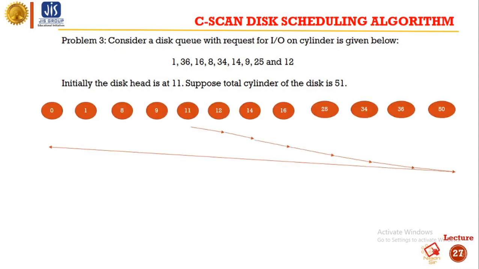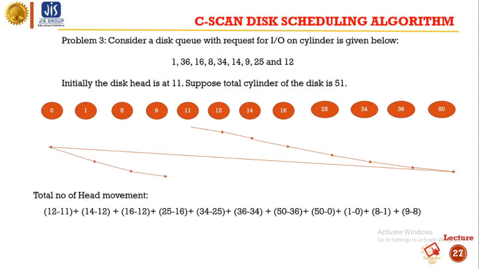So the total head movement is: from 11 we moved to 12, so 12 minus 11; from 12 to 14, so 14 minus 12; from 14 to 16, so 16 minus 14; from 16 to 25, so 25 minus 16; from 25 to 34, so 34 minus 25; from 34 to 36, so 36 minus 34; from 36 to 50, that is 50 minus 36; from 50 to 0, that is 50 minus 0; from 0 to 1, that is 1 minus 0; from 1 to 8, that is 8 minus 1; and from 8 to 9, that is 9 minus 8. So the total head movement is 100.